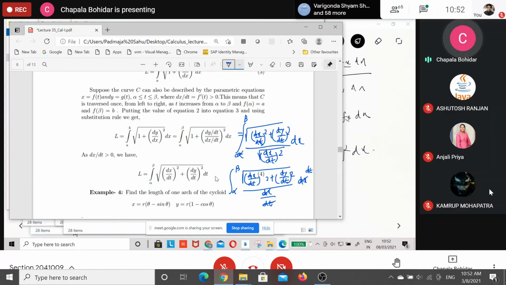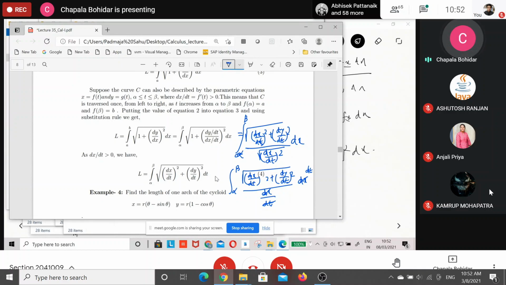So this is by using the parametric form. This is the equation. You get the same value if x is the function of y also. Here the value is dy by dt, and dy cancels out and it goes up. You get the same equation, whether y is the function of x or x is the function of y.